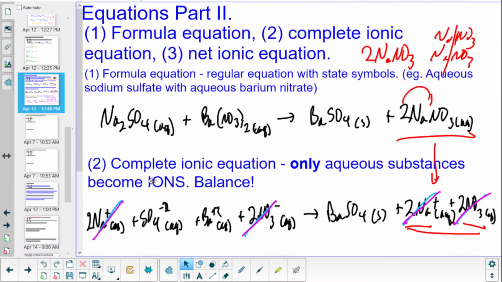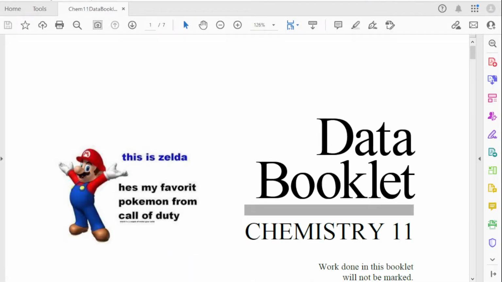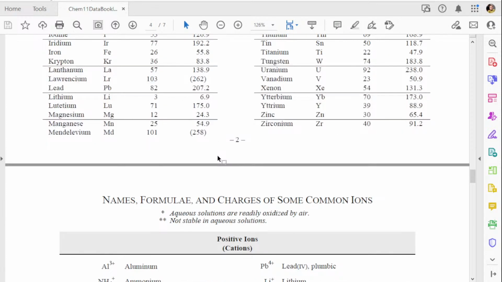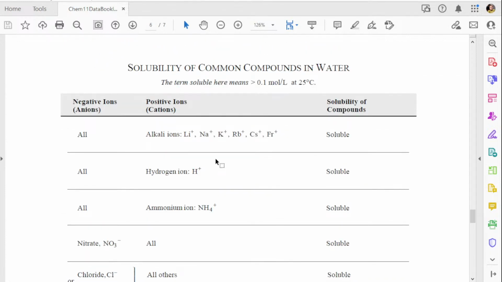So last day we did formula equation, complete ionic equation, and net ionic equation. Formula equation, then we've got sodium chloride and silver nitrate. What I would like you to do, because this is the very next problem, is find your data booklet, the one that says Golden Law on the front. Open up your data booklet. We're going to do this in a moment, but you might as well start now and turn to this page, solubility of common compounds in water.